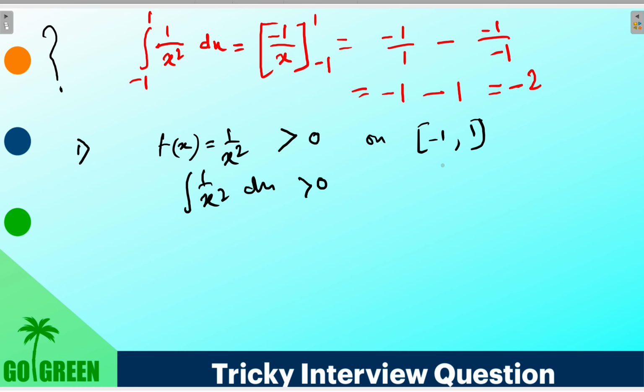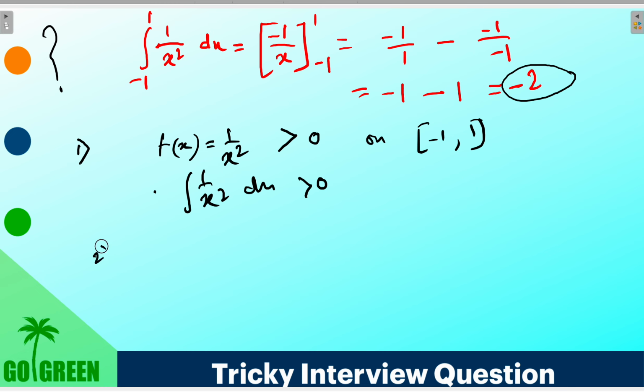Function bigger than 0 means the function is above the x-axis, right? The graph is above the x-axis, and therefore if you integrate, what you will actually get is the area under that curve over the x-axis. If the curve itself is lying above the x-axis, then the area under the curve is also positive. This is simply saying that the integration of 1 by x square dx must be positive when the function is positive, right? Well, if this must be positive, then -2 is a confusing value. This is a negative value, right? This is the first confusion.